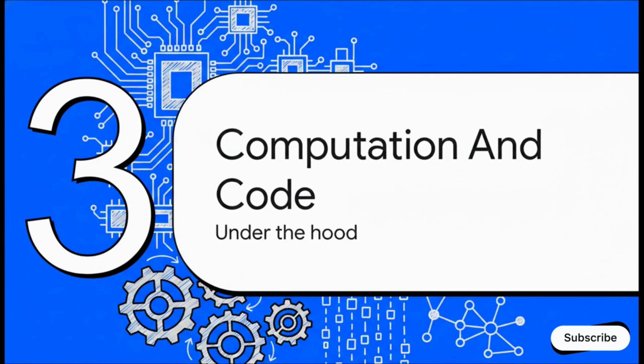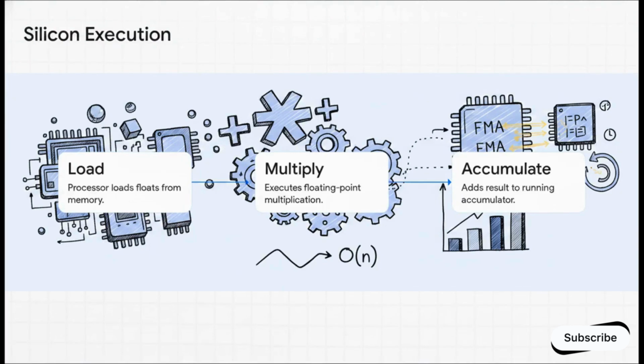The theory is elegant for sure, but as engineers, we have to ask what the hardware is actually doing. When a computer calculates a dot product, the processor loads two floating point numbers from memory, multiplies them, and adds the result to a running accumulator. It just repeats this over and over for every dimension. The crucial point to remember here is that this operation scales linearly, or O(n). But here is exactly why modern GPUs absolutely love this. They have dedicated hardware called fused multiply-add, or FMA units. They can execute that entire multiplication and addition step in one single clock cycle.